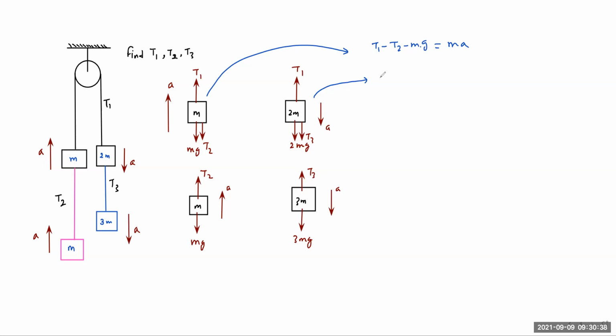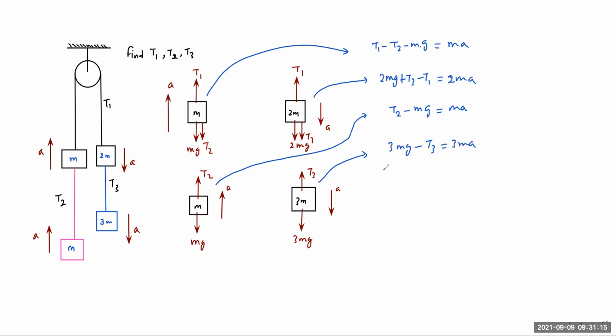Sir, it's 2Mg plus T3 minus T1 is equal to 2M, equals to 2. And not this one. Then T2 minus Mg is equal to Ma. Sir, what about this? Oh, sorry, 3Mg minus T3 is equal to 3Ma.